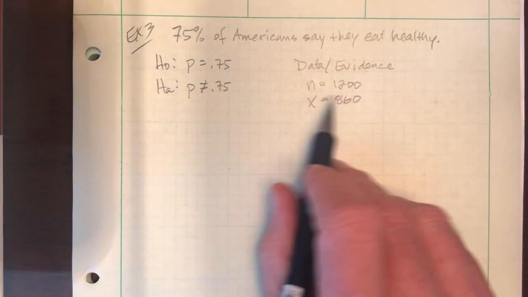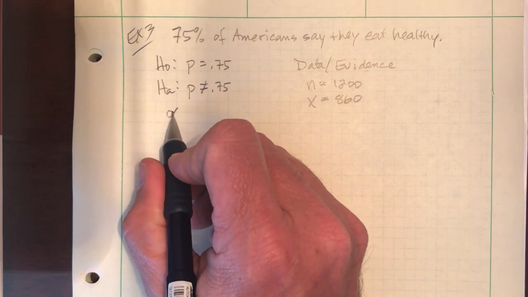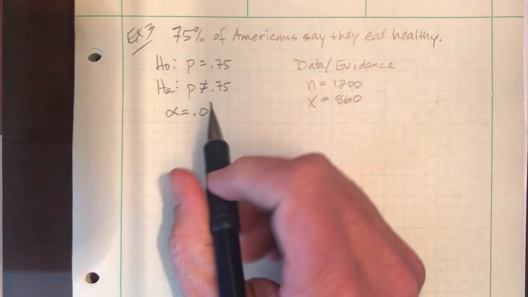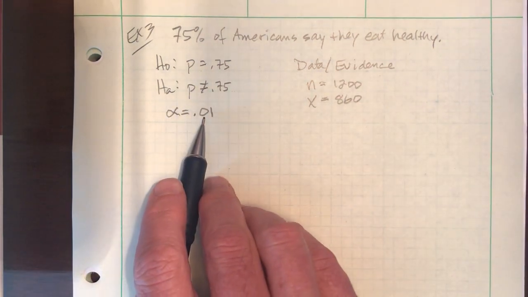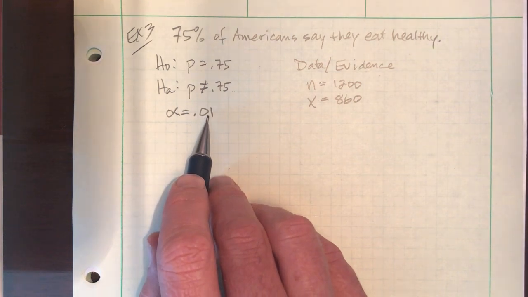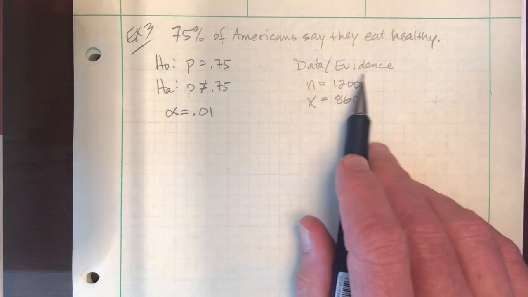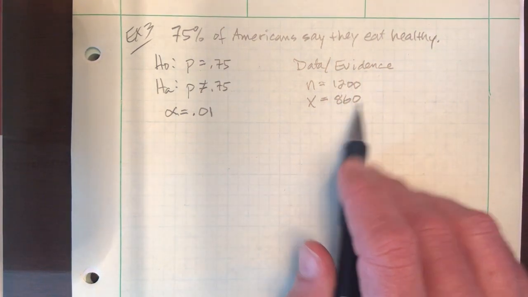One thing I'll try to be better at is let's also state my alpha level from the beginning. I don't need it till the end, but it's nice to say we're going to perform a hypothesis test where my significance level is 1%. In my first two examples, it was 5%, which is typical, but let's just try something different this time. So, a survey was done, 1,200 people, 860 say they eat healthy.